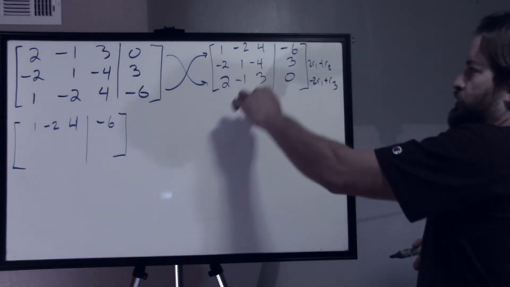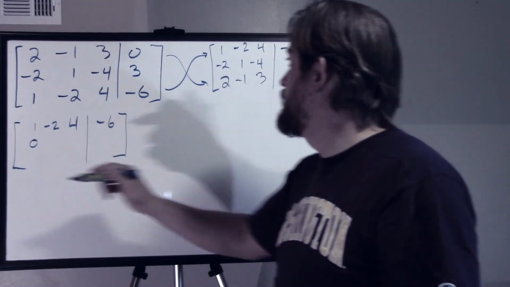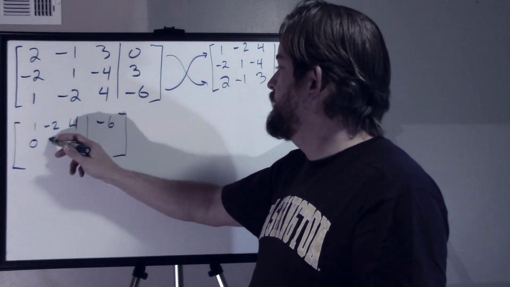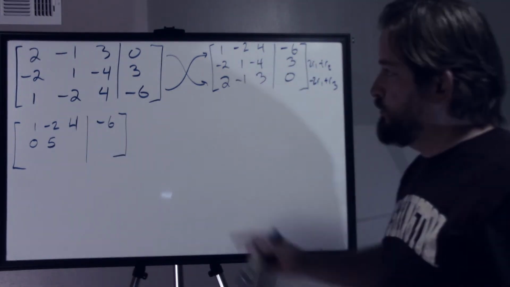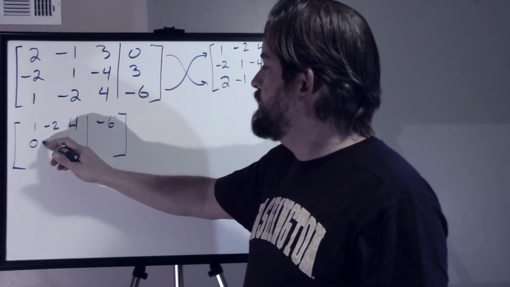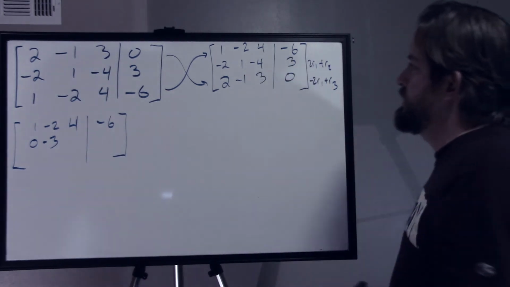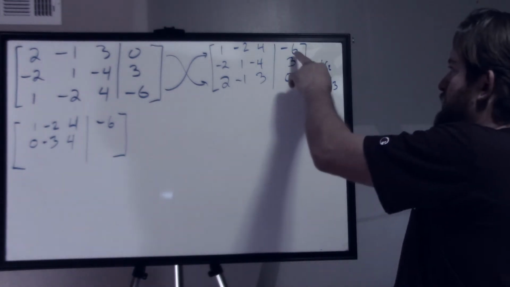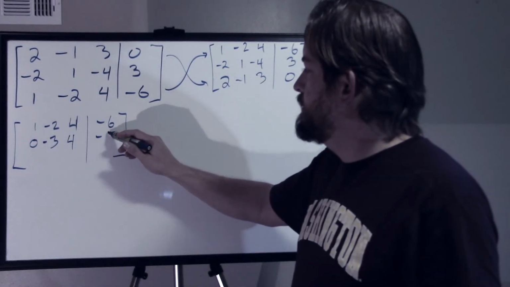2 row 1s plus row 2, so 2 times 1 is 2, and negative 2 gives me 0. 2 times negative 2 is negative 4, plus 1 is 5. Ha! 2 times negative 2 is negative 4, plus 1 is negative 3, because math is hard. 2 times 4 is 8, plus negative 4 is 4. 2 times negative 6 is negative 12, plus 3 is negative 9.